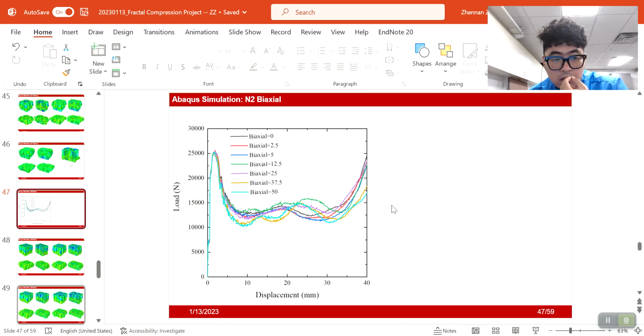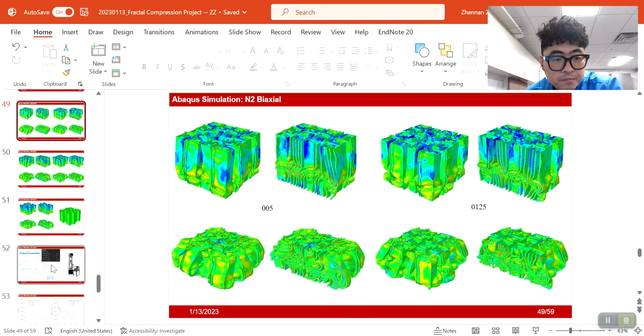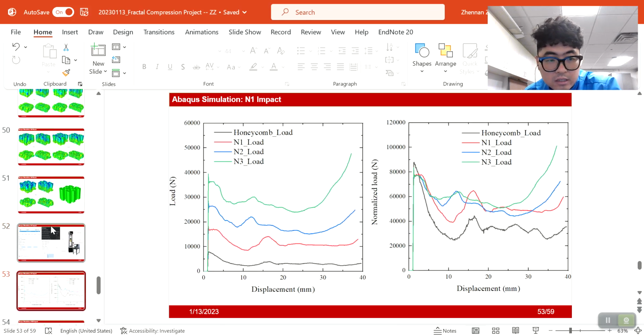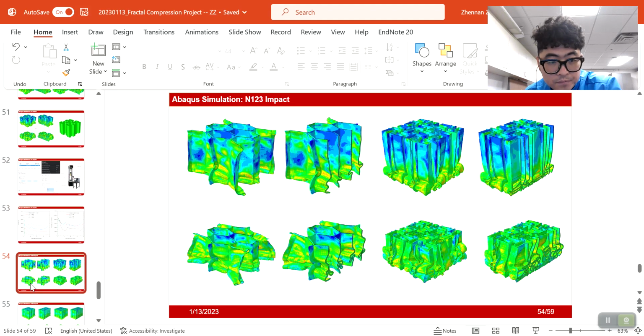Because we want to realize some tunable mechanical properties, our structure can be pre-stretched to a string, and then we can compress it to get the mechanical properties, with some results. And I also did some impact with different loading velocity, setting different initial velocities, with some impact results.